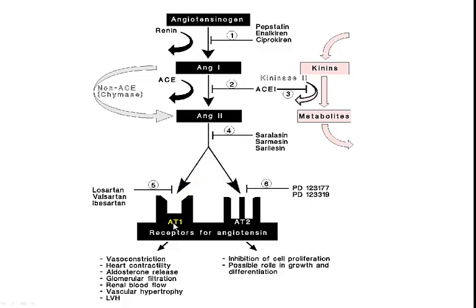The angiotensin 1 receptor is responsible for vasoconstriction, heart contractility, aldosterone release, although I really don't think that this one, I think it's the AT2, but I'd have to look that up. Glomerular filtration, renal blood flow, vascular hypertrophy, and left ventricular hypertrophy, and heart disease. And then the inhibition of cell proliferation, possible role in growth and differentiation for the AT2. And as I said, I'll double check, I think it's responsible for aldosterone release in the adrenal cortex.